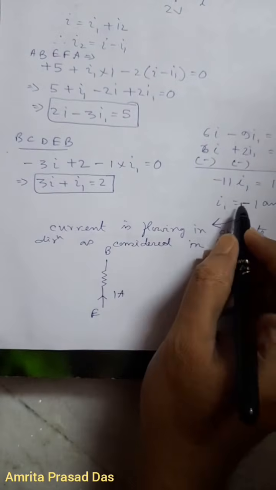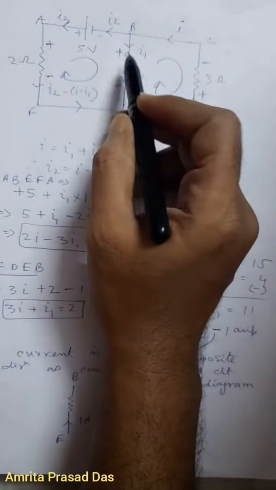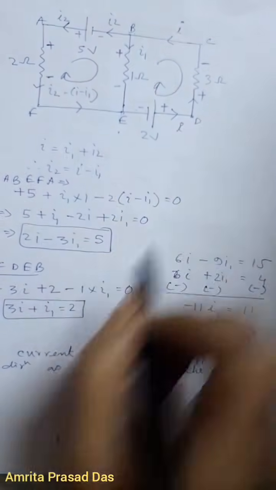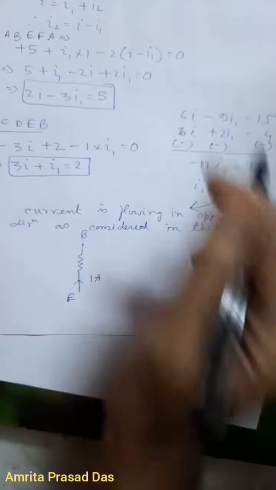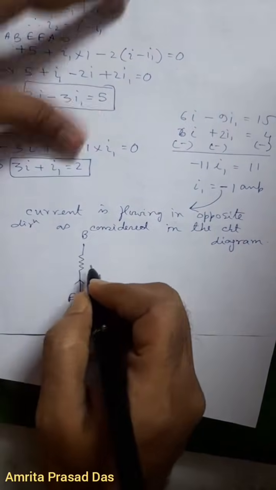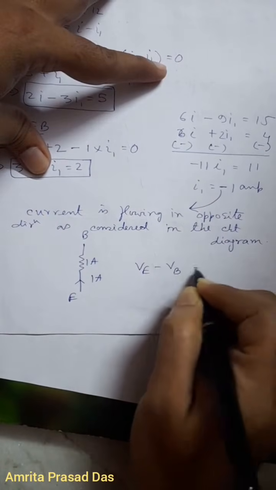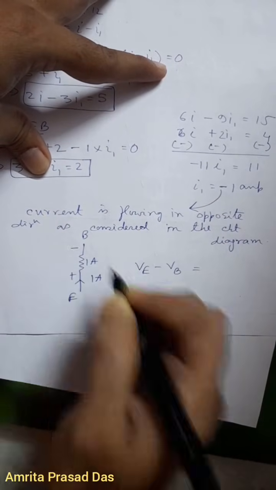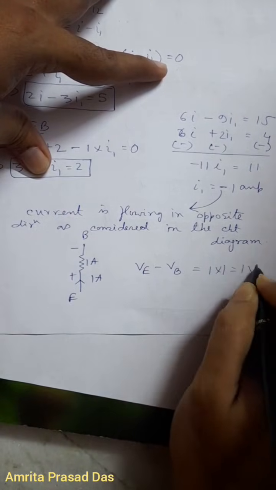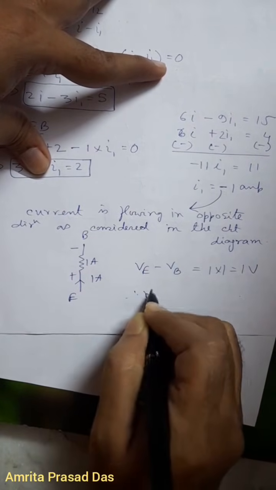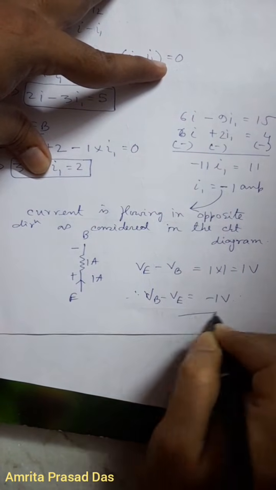Hence the minus sign indicates that we considered current from B to E, but the current is actually flowing from E to B. Therefore for this potential difference, 1 ampere, VE minus VB, this is plus, this is minus, high potential and low potential, 1 into 1, that is 1 volt. Therefore VB minus VE is equal to minus 1 volt. This is the answer.